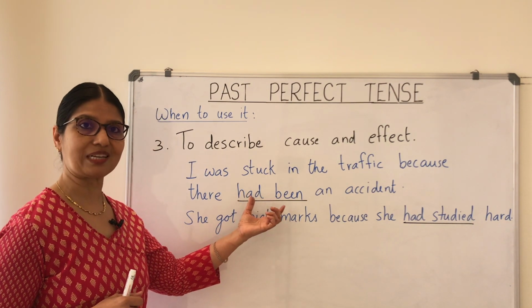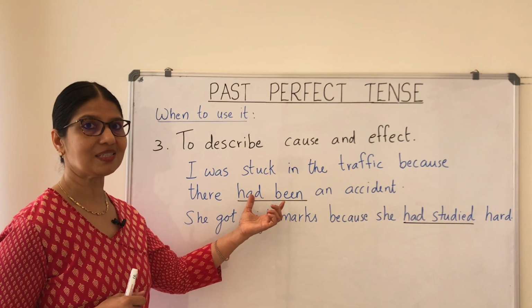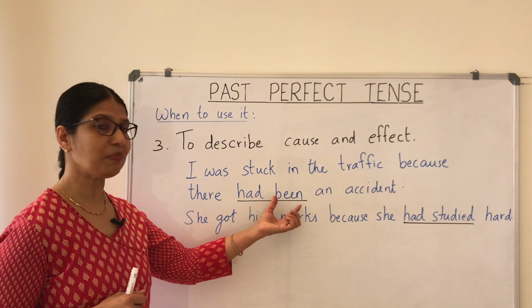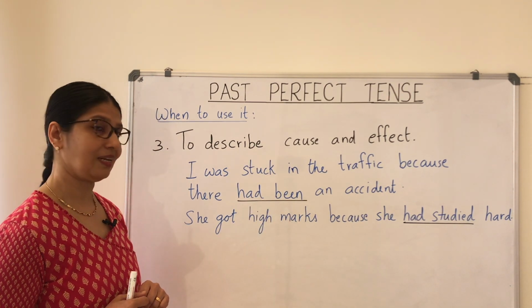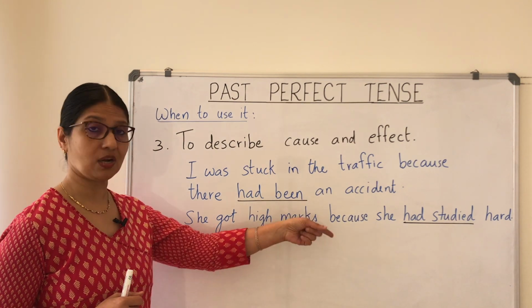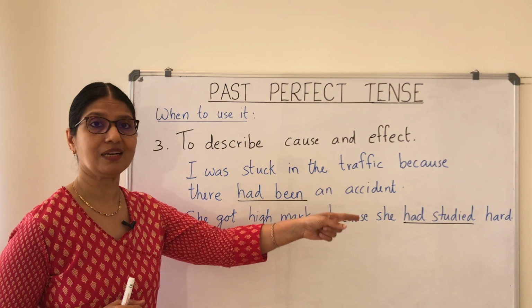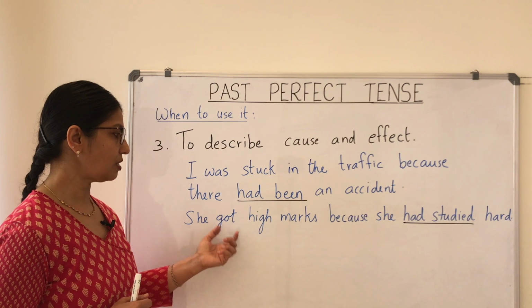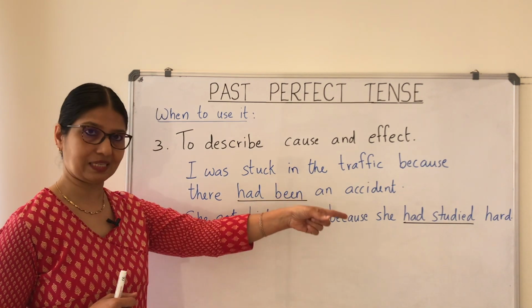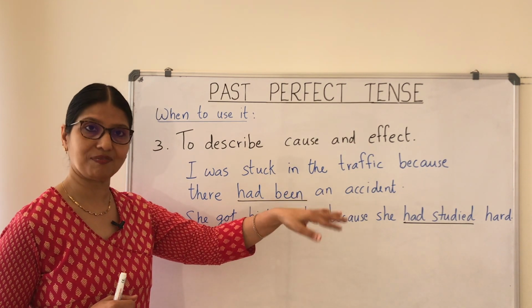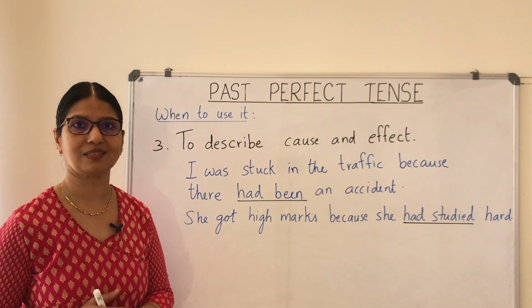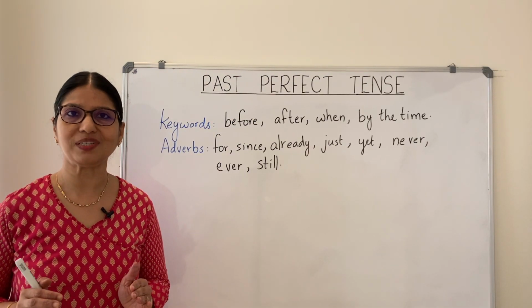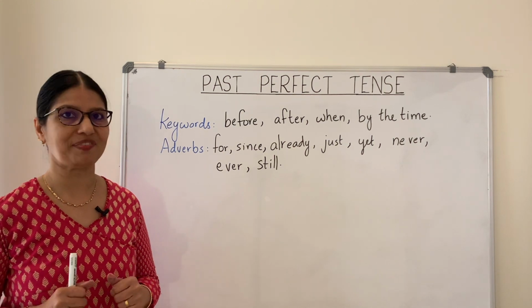That's why for the first action I used the past perfect tense. And you know that been is the past participle form of be. Then she got high marks because she had studied hard. So this is the effect, and the cause is that she had studied hard first and that resulted in her getting high marks. Now let's look at some of the key words used with the past perfect tense.